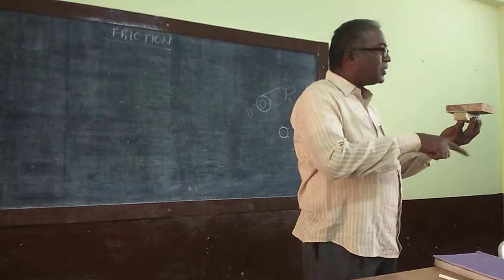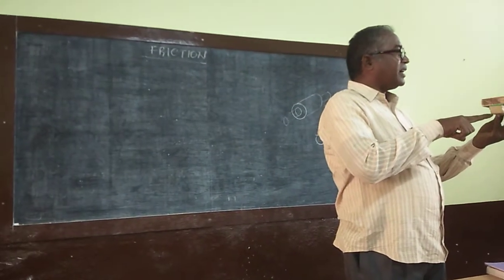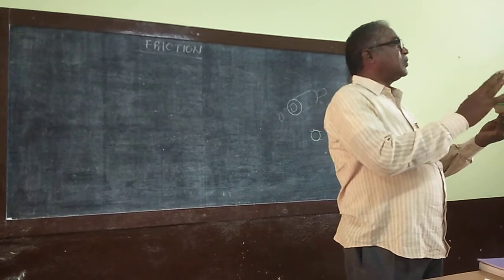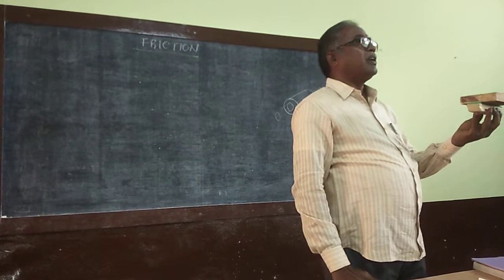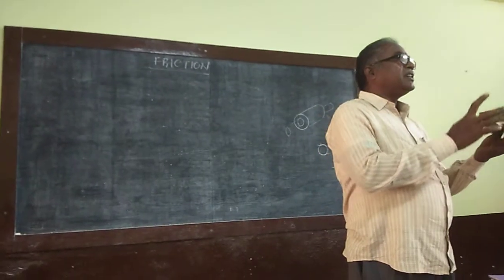This definition only I explained. Friction is the force created between two bodies that offers resistance to motion. Is it clear? So in this, what are the advantages?